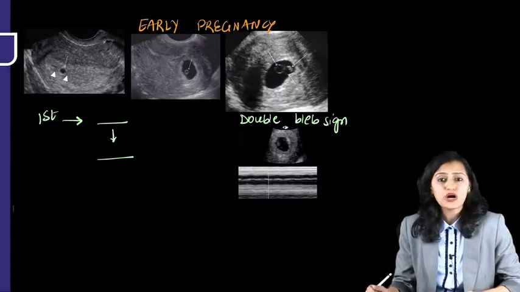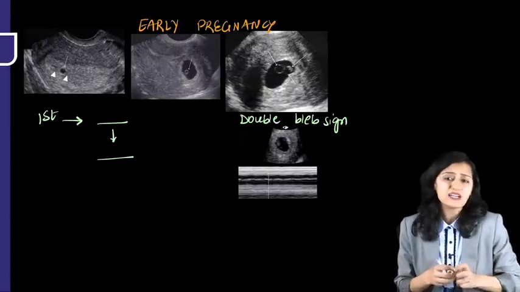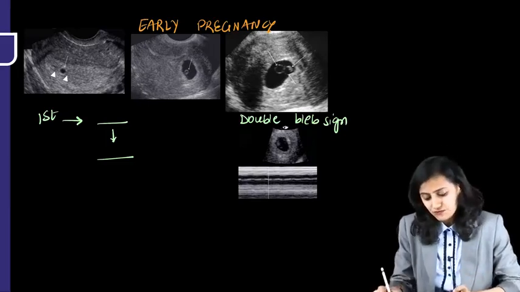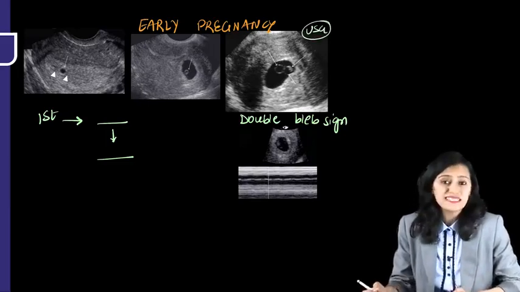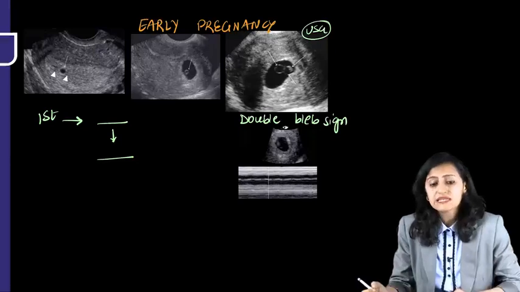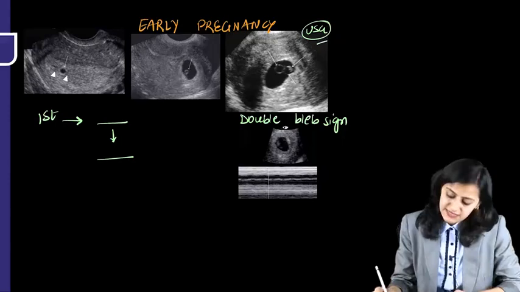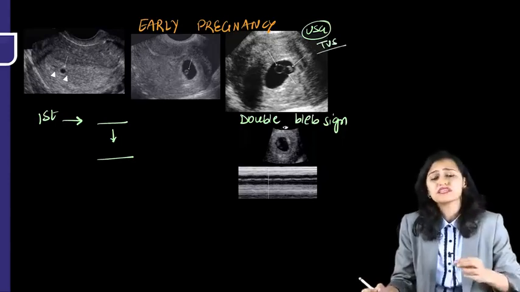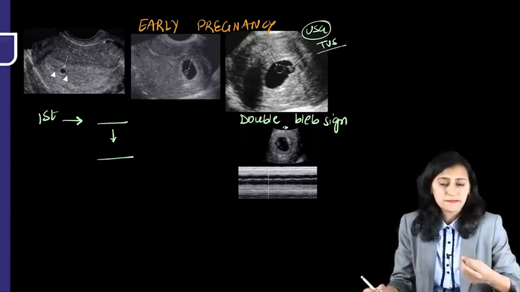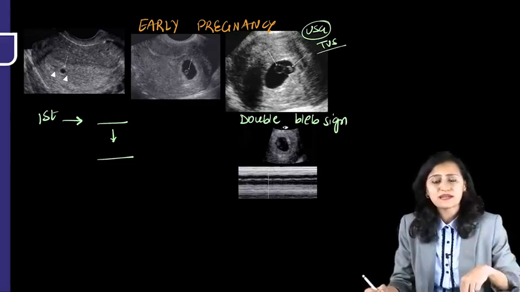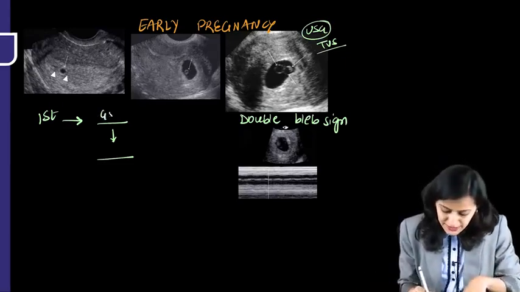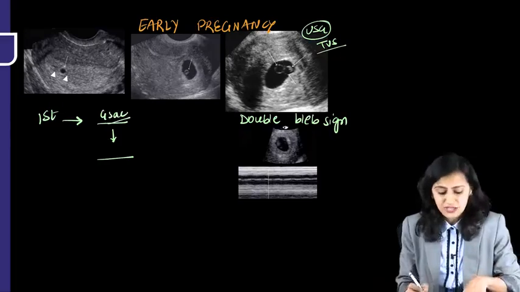Now going to the normal findings in early pregnancy. In early pregnancy, of course, the investigation of choice is ultrasound, not CT, because CT has radiation exposure. In ultrasound, what is preferred, TAS or TVS? It is trans-vaginal sonography because it gives higher resolution images. What is the first thing to appear in pregnancy? Is it the gestational sac, right? The first thing is the gestational sac.